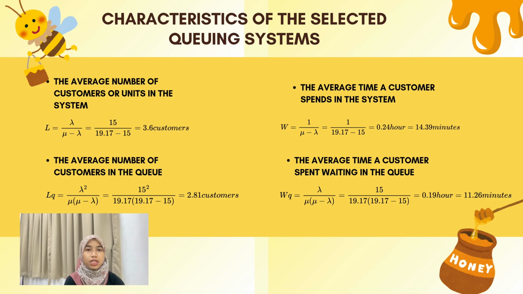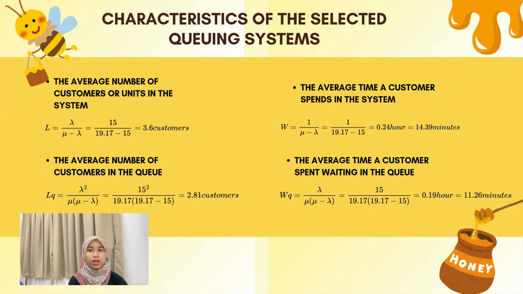Third, the average time a customer spent in the system. Formula of W equal to 1 over mu minus lambda, equal to 1 over 19.17 minus 15. We got W equal to 0.2 hour, in minutes, 14.39 minutes.